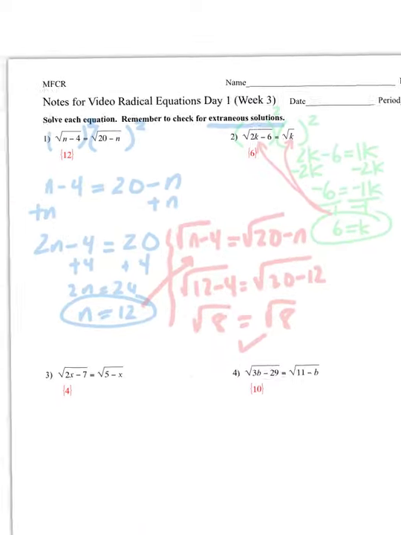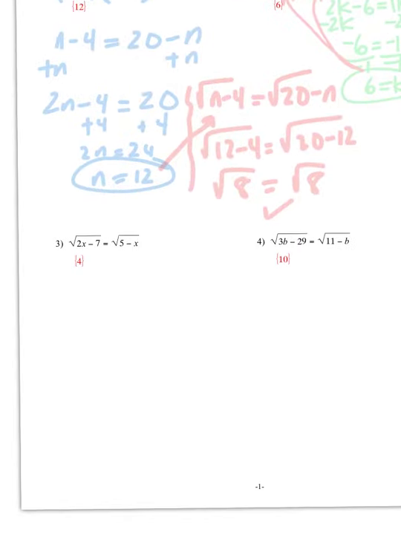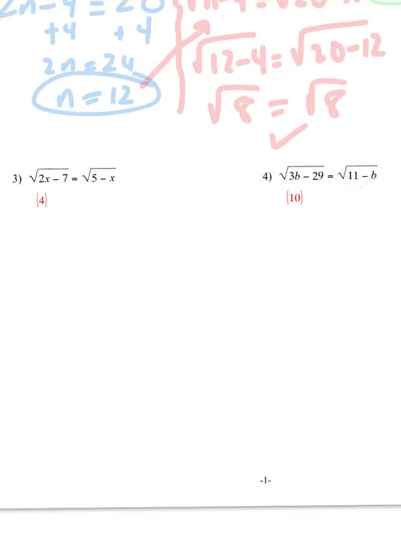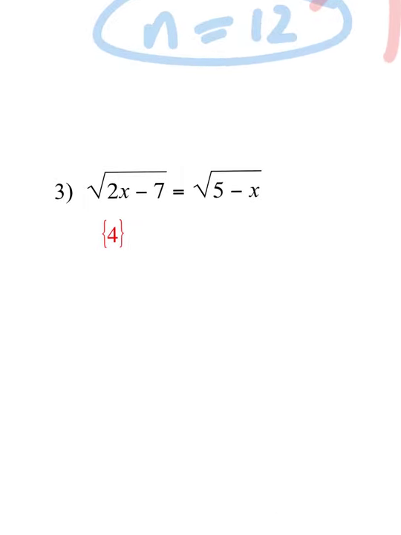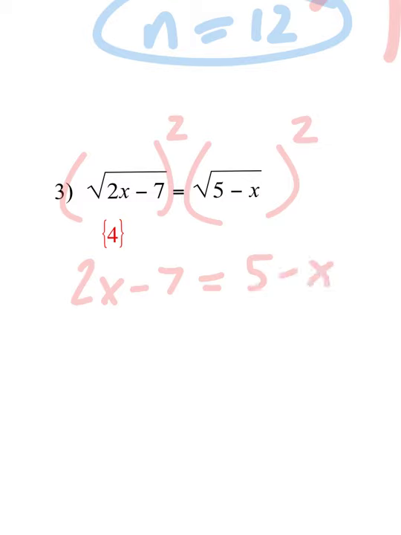Alright, let's try number 3 and number 4. As you can see, they're very similar problems. I'm going to zoom in on number 3. The easiest way to do this, again, is to get rid of the square roots. So we're going to square both sides. When we square both sides, we get rid of the roots. So it's 2x minus 7 equals 5 minus x.